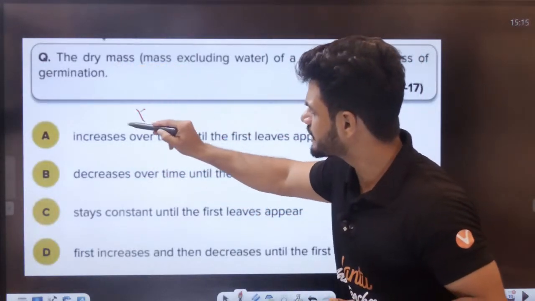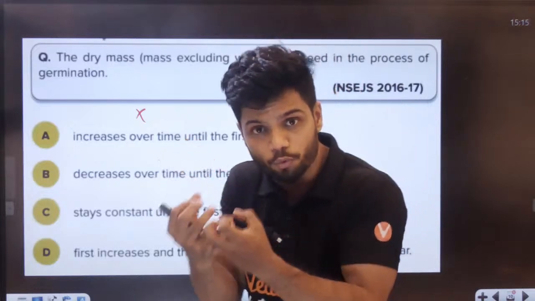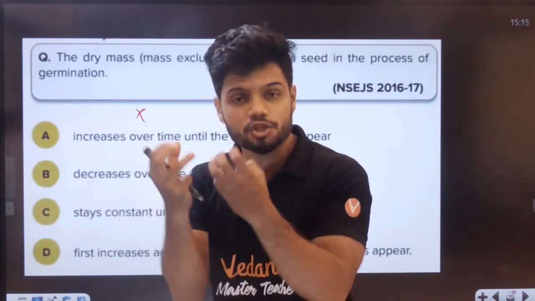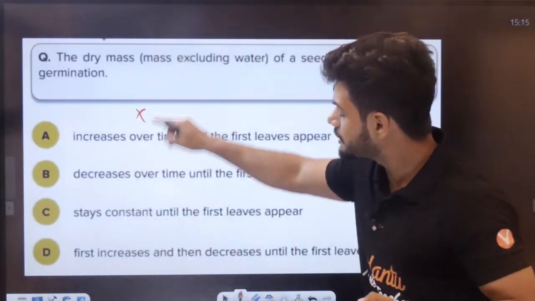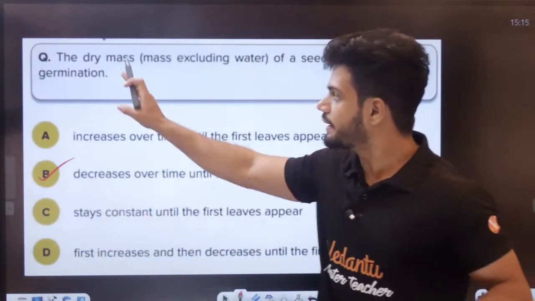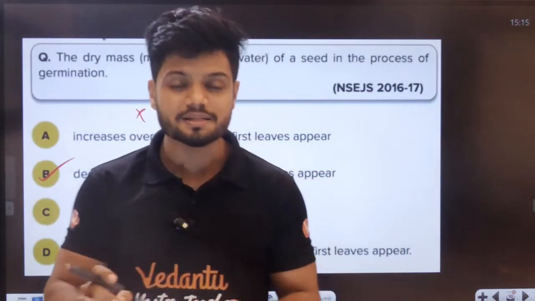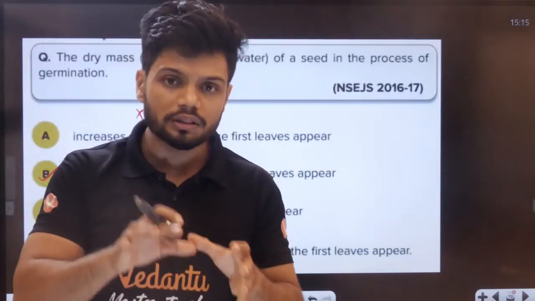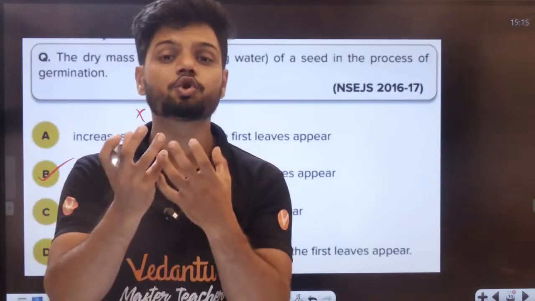Dry mass will never increase. Dry mass will get consumed. The dry mass will get consumed for respiration. Will the dry mass decrease over time until the first leaf appears? Yes. So what happens to dry mass? The dry mass gets used up. All the reserved food material gets used up.